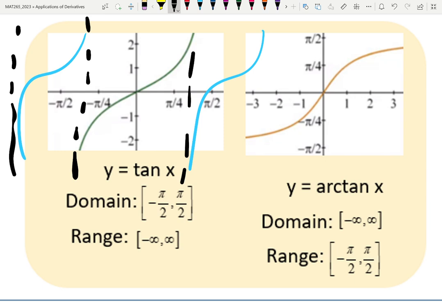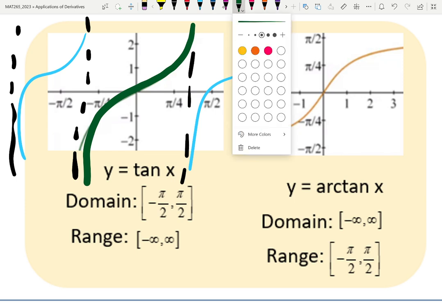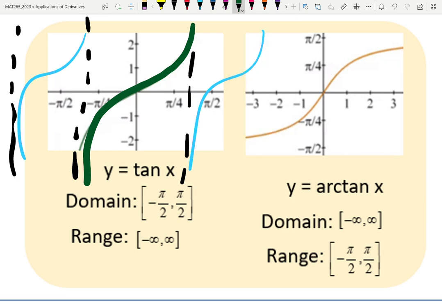Well, then it doesn't pass horizontal line test. So we decide to keep only one, the one in green over here. That one is easy to remember. From minus pi over 2 to pi over 2. Easy to remember because tangent doesn't exist at pi over 2 and minus pi over 2. If you don't remember this, there's a cool way to remember that tangent x is sine over cosine.